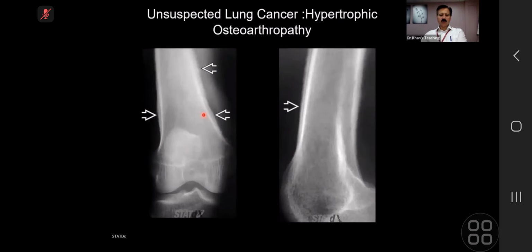This is a case from StatDX, in which the patient presented with bilateral periosteal reaction. This is next to the femur. The joint is normal. They did a CT chest and the patient had a lung tumor. So that's the key point to remember.